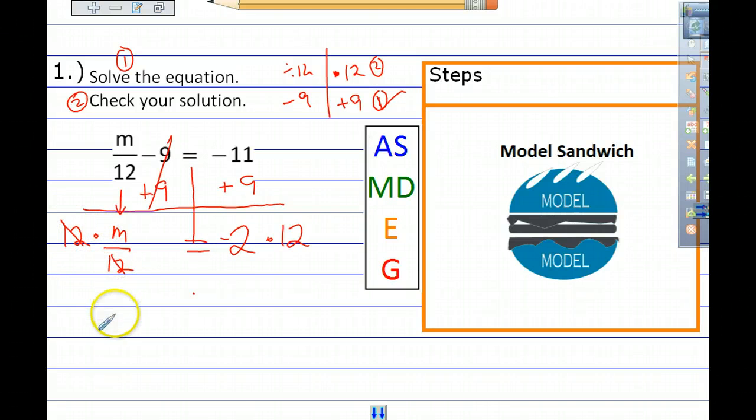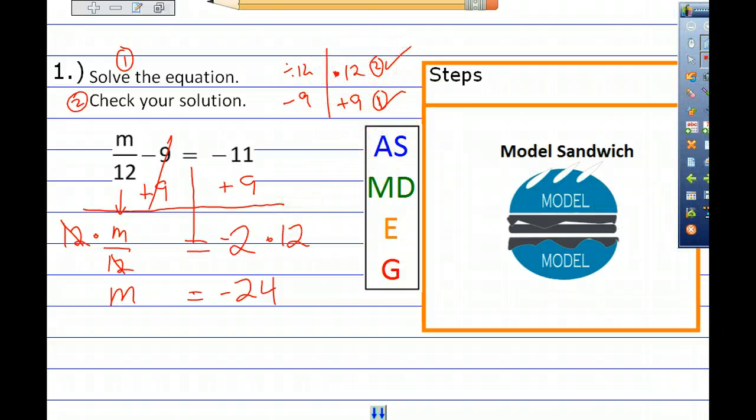12 over 12 is 1. Directly underneath, I'm going to put m equals negative 2 times 12, which is negative 24. So a few things. For each problem, you're going to write out what I do if I plug it in, and then you're going to write out the opposite and go in the opposite direction. Remember, you start at the bottom and go up because we're doing everything backwards. We're doing adding and subtracting first, multiplying and dividing second.